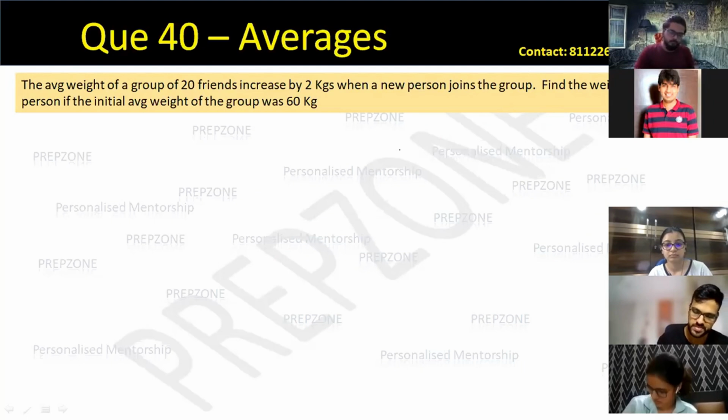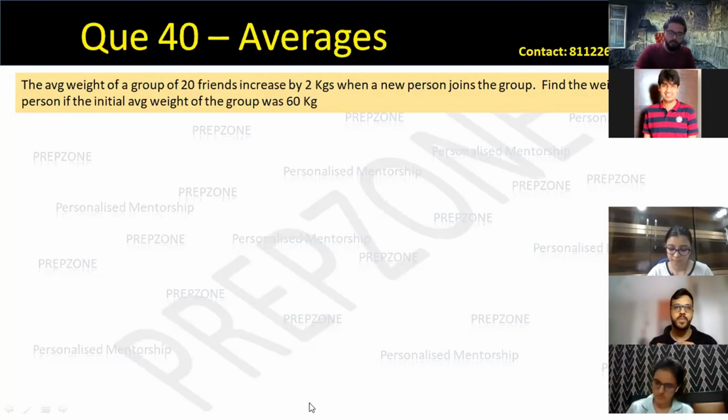Next question. Let's see. One way is of course straightforward: you just make the equation and solve it. But what's a faster way in which you'll be solving the next 3-4 questions as well? So make sure you understand this method.